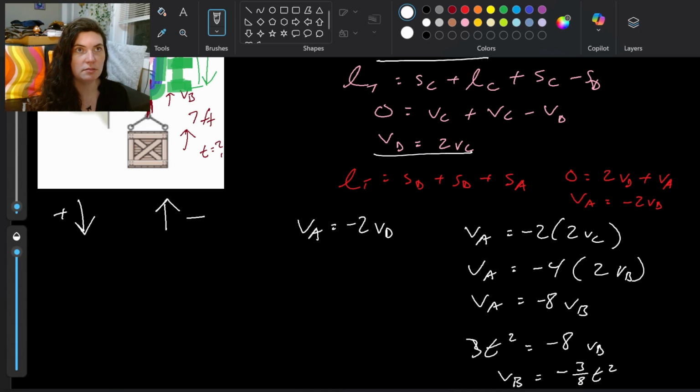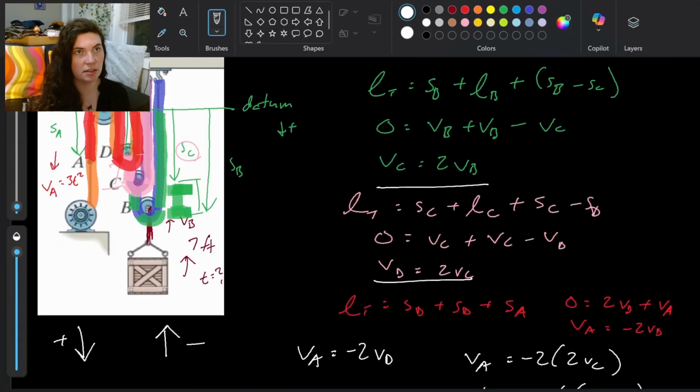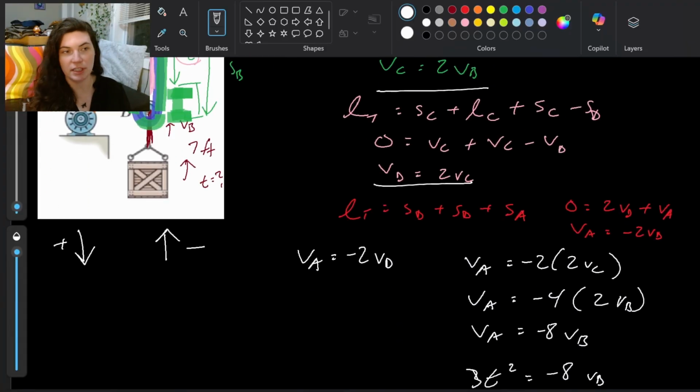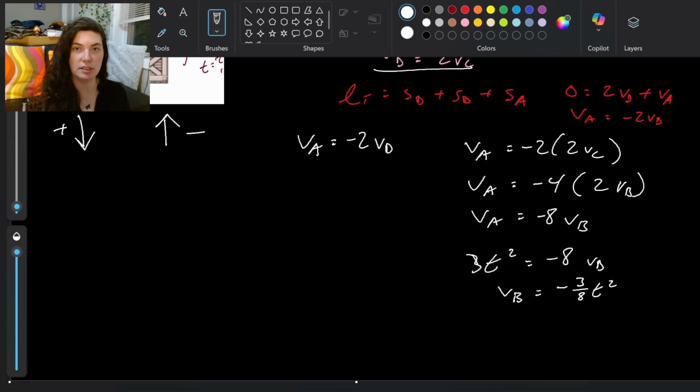Which is all great and all. But what we wanted was the time. Time to lift the load 7 feet. Thankfully, we have a relationship between position, velocity, and time. If we take the derivative of position, we get velocity. So if we integrate velocity, we can get our position. We know how far B is being lifted, so we can find that relationship. We can find that time.